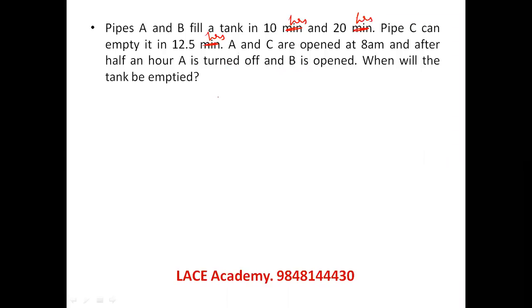Now let us see. A is working only for half an hour, so it works for half an hour with 1/10 efficiency. Then B is working for X, C is working. Then B is opened, so B is working only for X minus half an hour, because in the first half an hour it did not work, out of the total X hours with efficiency 1/20, is equal to C's work of X hours with 12.5 efficiency.